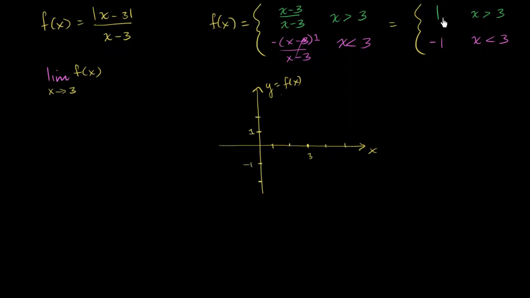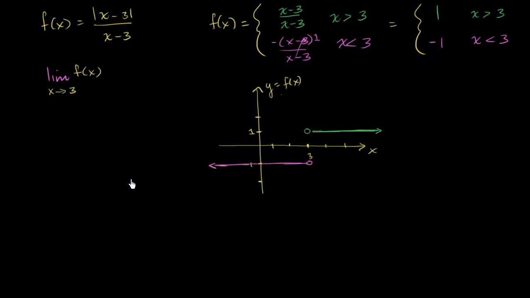The way that we've rewritten the function is the exact same function as this. We've just written it in a different way. So what we're saying is our function is undefined at 3. But if our x's are greater than 3, our function is equal to 1. So it looks like that, and it's undefined at 3. And if x is less than 3, our function is equal to negative 1. So it looks like this. Once again, it's undefined at 3.